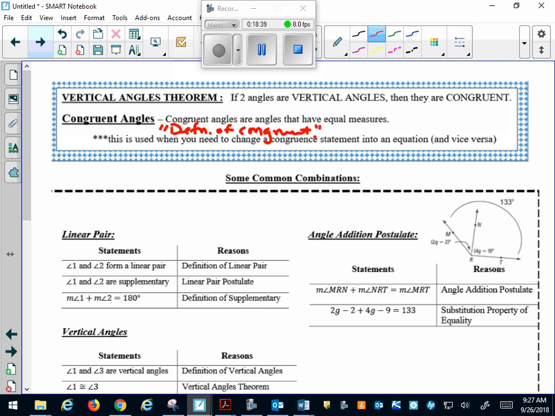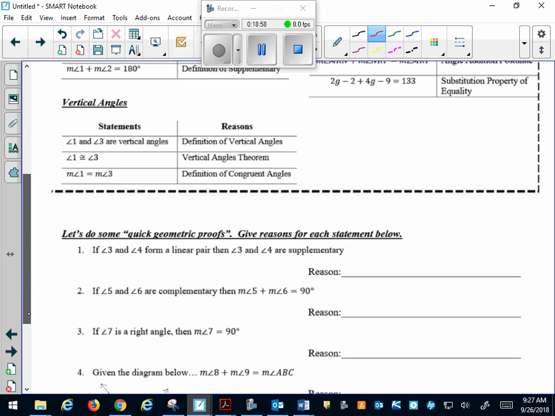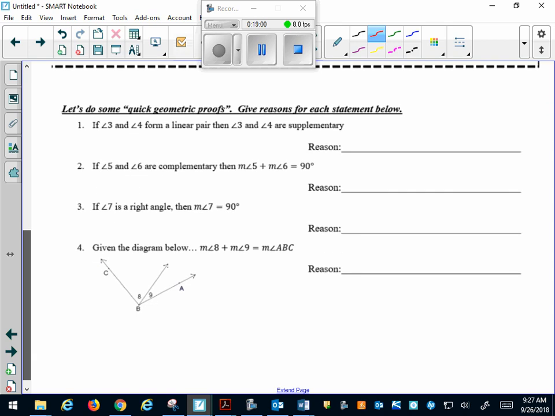The definition of congruent is also a reason in a proof. It's actually a really common reason in a proof. And it's whenever you're turning something from equal into congruent or congruent into equal. Again, I know a lot of this is going to make more sense once we start doing them. So I'm actually going to skip us down to here.